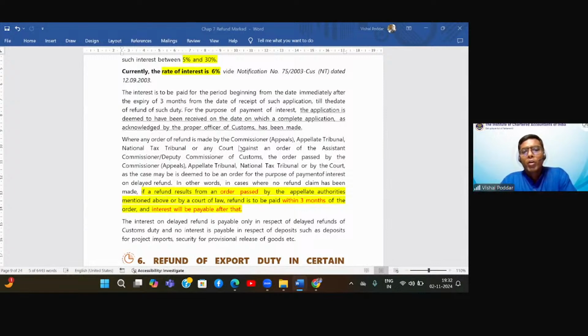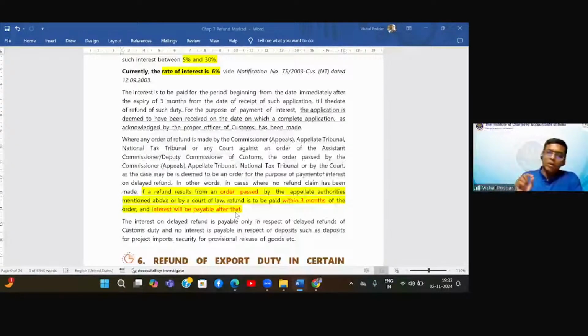Now, where any order of refund is made by the Commissioner Appeals, Appellate Tribunal, or National Tax Tribunal against an order of the Assistant Commissioner or Deputy Commissioner, the order passed by the Commissioner Appeals, Tribunal, National Tax Tribunal, or court, as the case may be, is deemed to be an order for the purpose of payment of refund or delayed refund. In other words, in cases where no refund claim has been made, if a refund results from an order passed by the appellate authorities mentioned above or by any court, refund is to be paid within 3 months of the order and the interest will start computing after that.